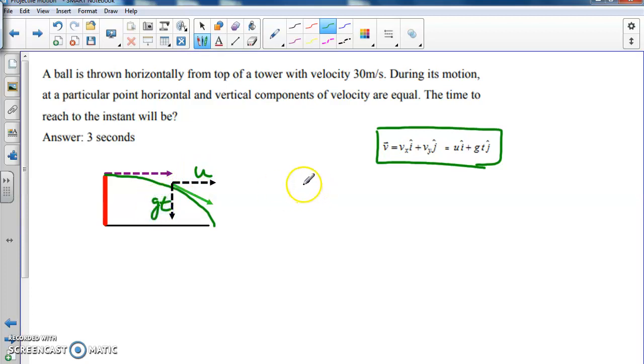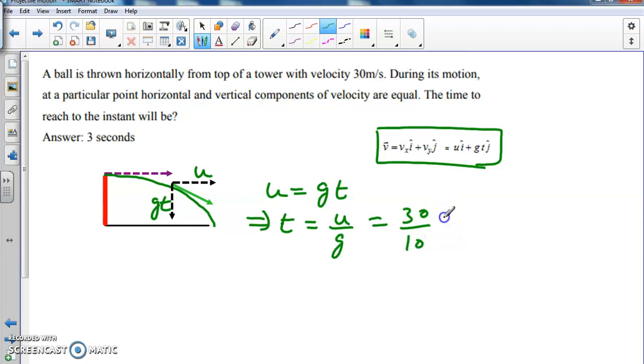Now it is given that at a particular instant u is equal to gt. This implies t is equal to u upon g. U is 30 meters per second and take g to be 10, so we get 3 seconds.